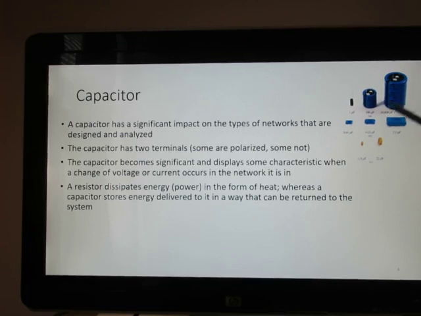Some capacitors are polarized and must be inserted correctly into the circuit. If we look at these pictures here, these are not polarized, but these cans are, and you'll notice the black stripe indicating that this terminal is negative and should be inserted in the circuit correctly. So remember, a capacitor can store energy and it can return it back to the circuit.